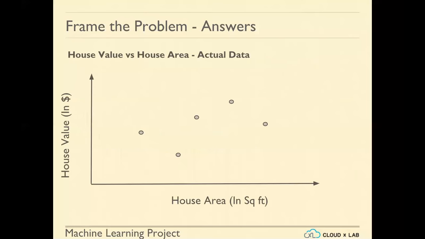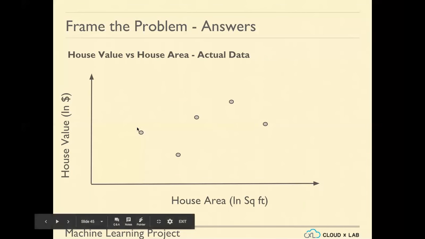Let us say this is the plot. This is how we generally used to do it earlier. All we did was, let's say we only have one parameter, house value, which is a function of house area. So we basically plotted all the data points. Here it says that for this area, this was the value.